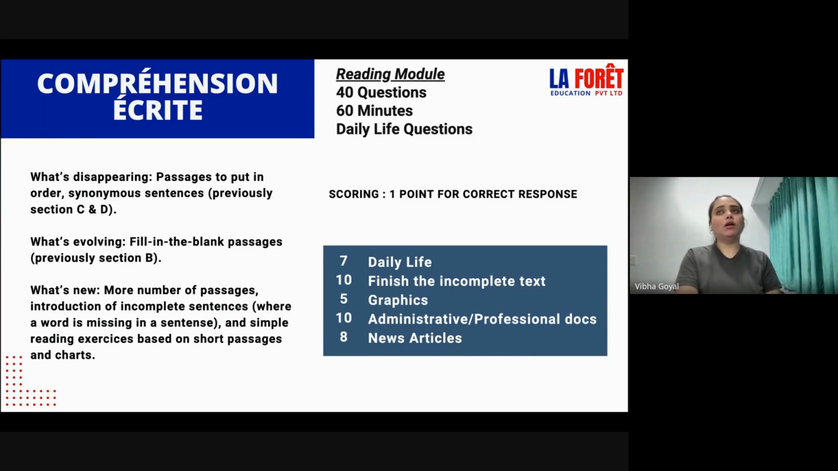There used to be charts earlier as well, but short passages and charts both can appear. So one document could have a paragraph and a chart. And the scoring is same. 1 point for correct response.